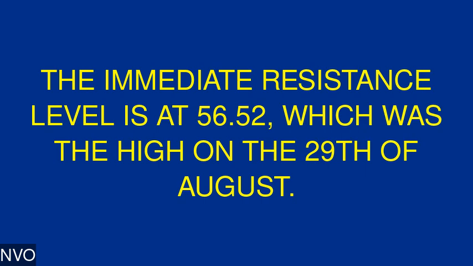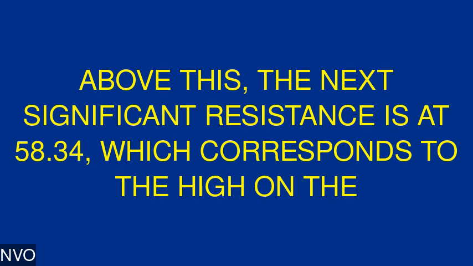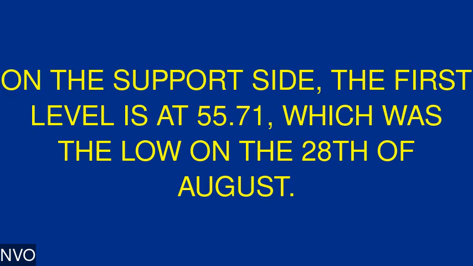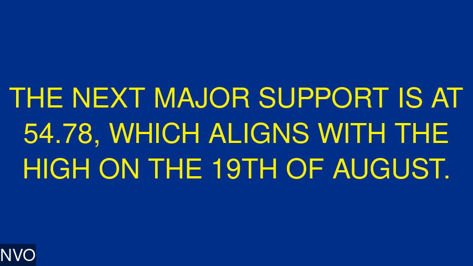Resistance and support analysis. The immediate resistance level is at 56.52, which was the high on the 29th of August. Above this, the next significant resistance is at 58.34, which corresponds to the high on the 27th of August. On the support side, the first level is at 55.71, which was the low on the 28th of August. The next major support is at 54.78, which aligns with the high on the 19th of August.